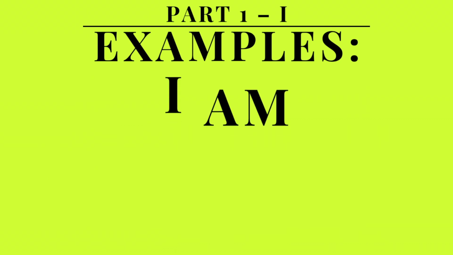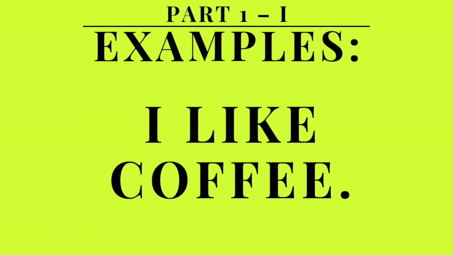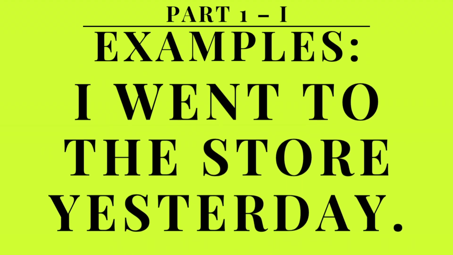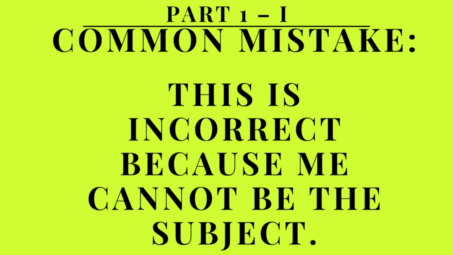Examples: I am studying English. I like coffee. I went to the store yesterday. Common mistake: me am learning English. This is incorrect because me cannot be the subject.